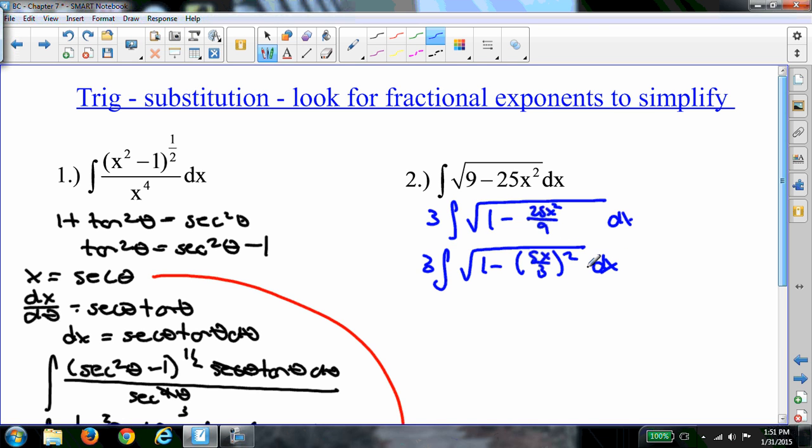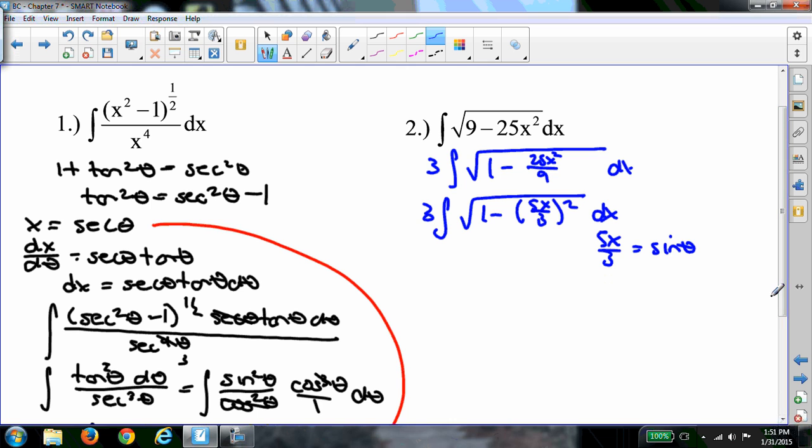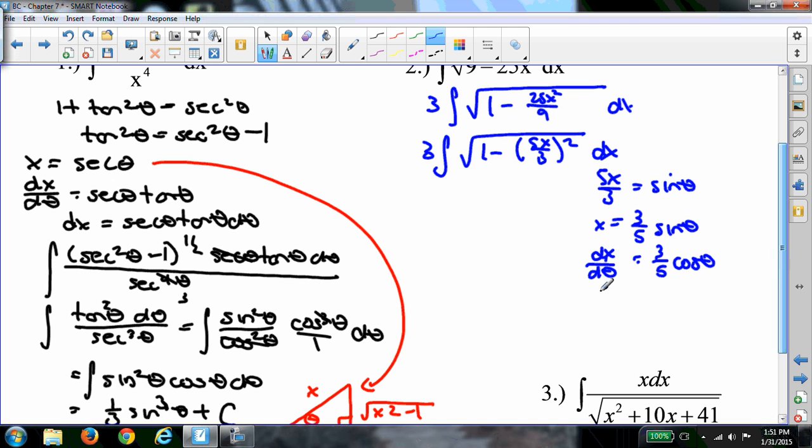So this one we're going to use sine because 1 minus sine squared is cosine squared. So we're going to let 5x over 3 equal sine theta. And then I'm going to solve for x, so I can solve for what dx is by taking the derivative. So x equals 3/5 sine theta. Dx d theta equals 3/5 cosine theta. So dx is going to equal 3/5 cosine theta d theta. And I need more room.